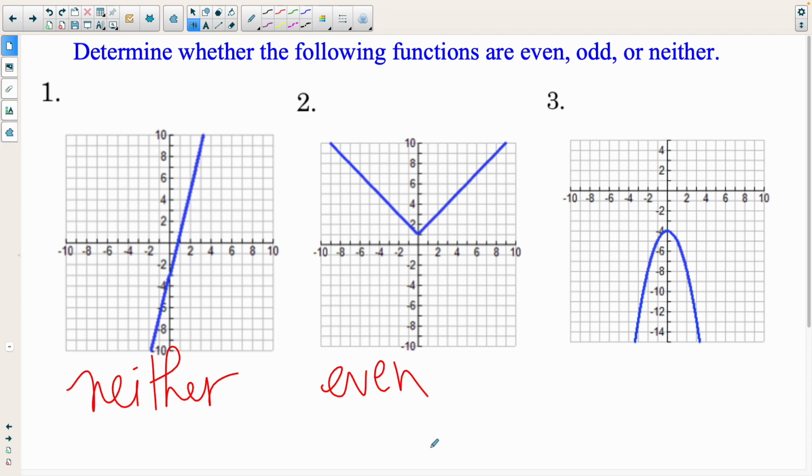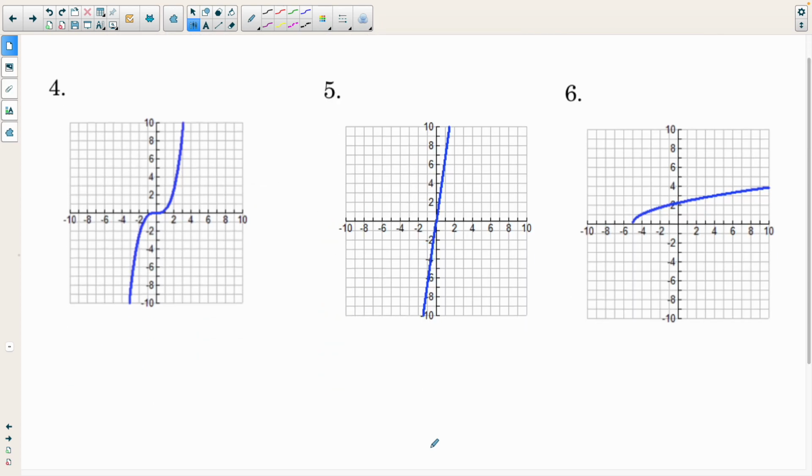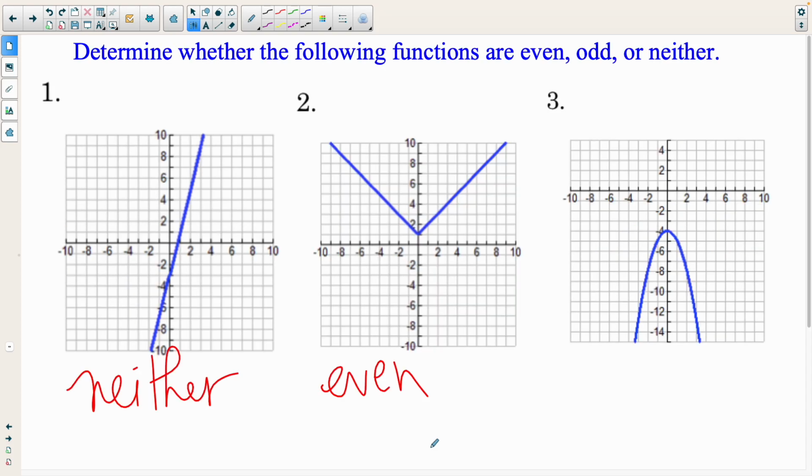Number 3, even? Yes. The left side is an exact reflection; again, you could flop it over. If you folded your paper, it would flop right over. All right. Oops. I should write that.